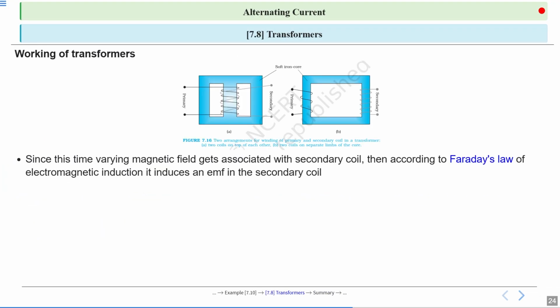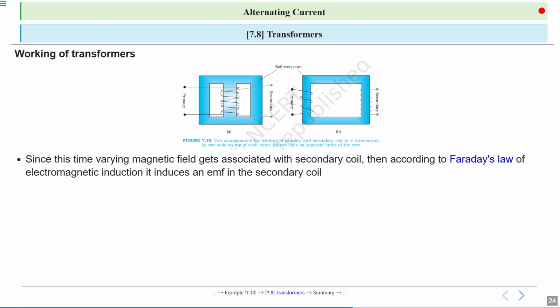Since this time varying magnetic field gets associated with the secondary coil also, the secondary coil is wound on the primary coil. So the magnetic flux through the primary coil is linked with the secondary coil also. In the second case, the coils are wound on different limbs, but they are very close to each other. So the flux linked with the primary coil is considered nearly equal to the flux linked with the secondary coil.